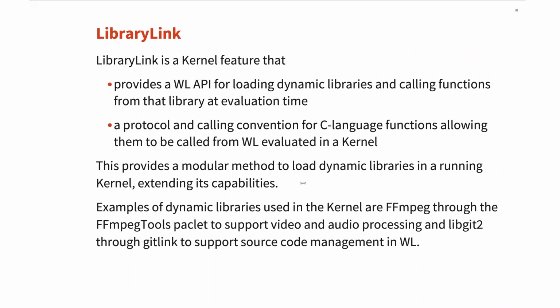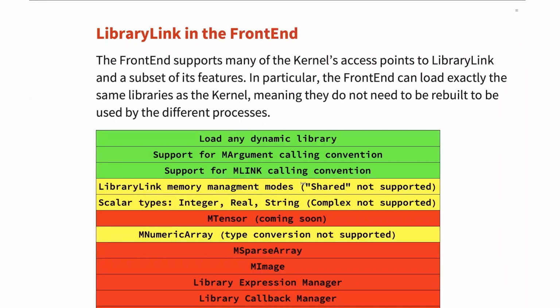Now, there are some examples of this. Examples include the FFmpeg library, which we load through the FFmpeg tools packlet. Another example that we use internally and is very useful is GitLink, which gives us access to the libgit2 dynamic library, which we use for source code management at Wolfram Research. Like I said, if we want to minimize IPC, we need to do some of these tasks from within the front end itself. And to do that, we have LibraryLink in the front end.